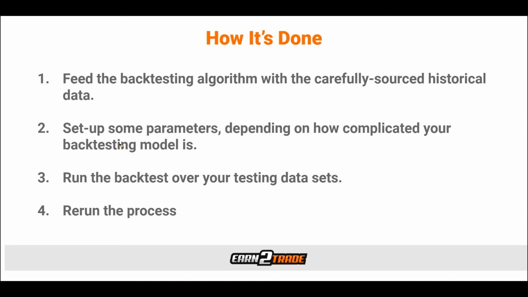Next, we want to go ahead and make sure that we have set up some parameters depending on how complicated your particular backtesting model is. This might include things like initial capital or capital risk percentage, portfolio size, commission fees, the average bid-ask spread, and even things like a benchmark like the S&P 500 to use to make sure that you're actually outperforming something that is an easier option.